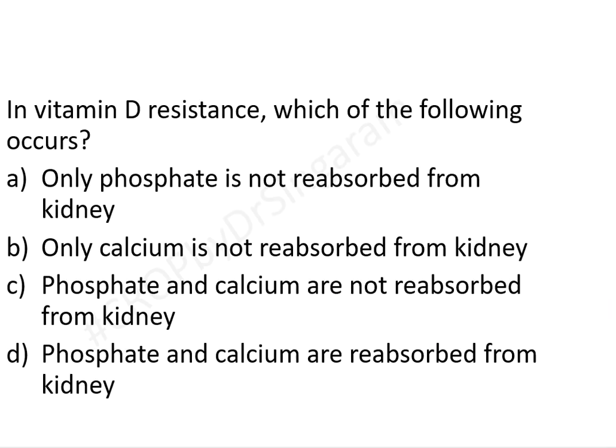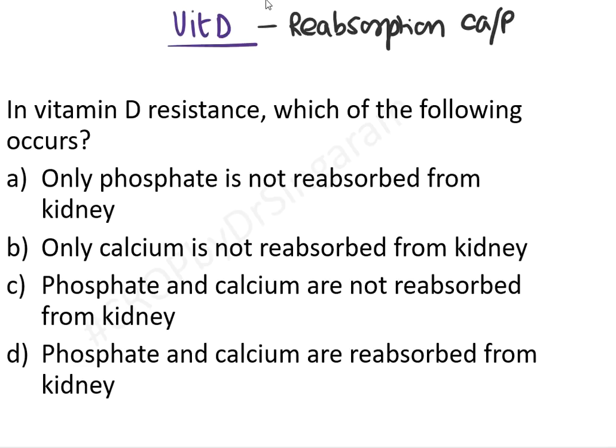Let's move on to the next question. In vitamin D resistance, which of the following usually occurs? Now, please remember that vitamin D is essential. The question is regarding the action of vitamin D on the kidney. So let us discuss the actions of vitamin D on the kidney. Vitamin D helps in the reabsorption of calcium and phosphorus from the kidney. This is the basic concept all of you should remember: reabsorption of calcium and phosphorus from the kidney tubules.